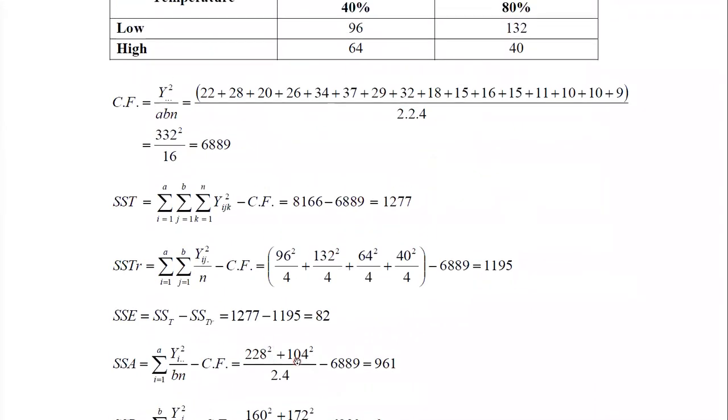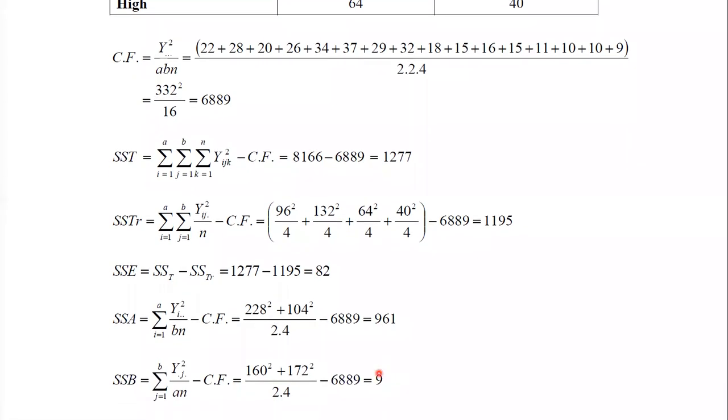Therefore, we need to get the addition of 220.8 squared and 104 squared. Then you have to divide it by 2 times 4. Here b is 2, the number of levels in factor B, and then 4 is the number of observations in each combination. Then again the correction factor has to be subtracted from this. This leads to the answer as 961.